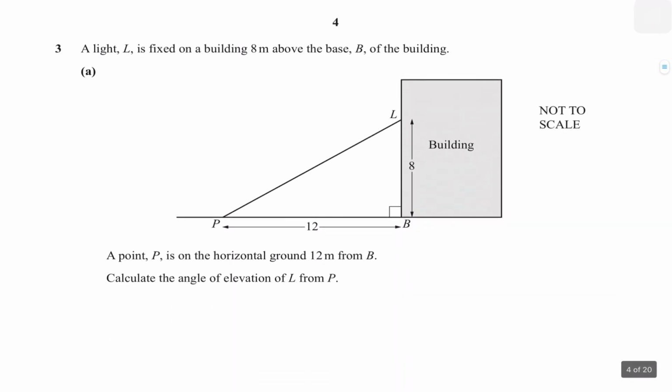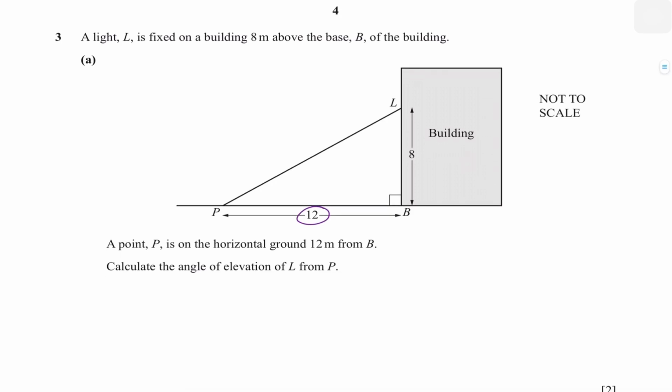Okay. Now we're at question number 3, which says a light L is fixed on a building 8 meters above the base B of the building, and we have a point P on the horizontal ground 12 meters from B. All right. Calculate the angle of elevation of L from P. So that's quite an easy question. This angle that I've labeled theta is what we have to calculate, and we have to do this with the help of the opposite length and the adjacent length.